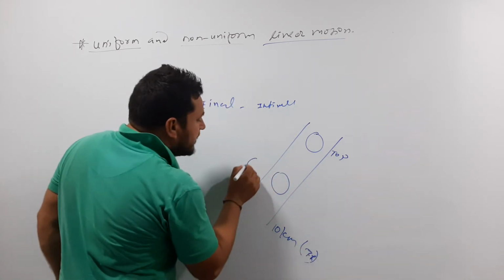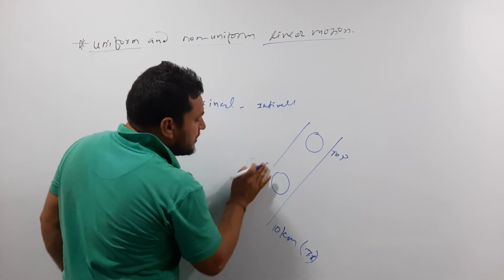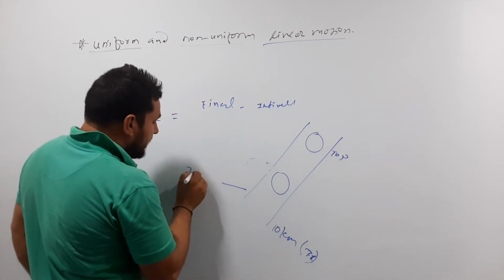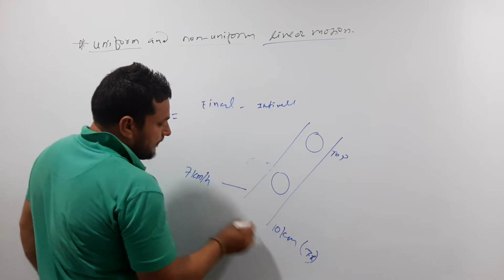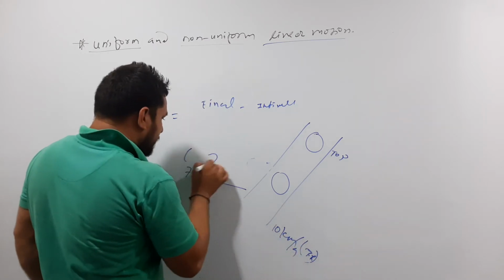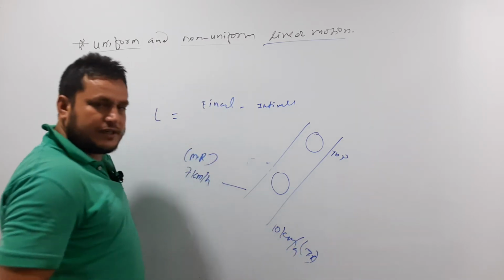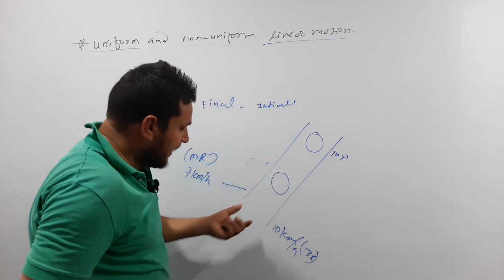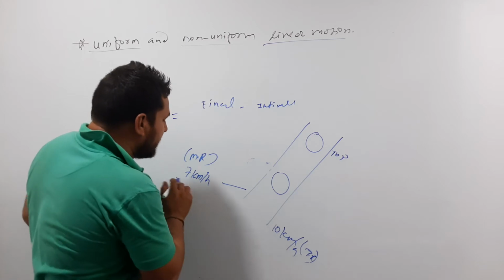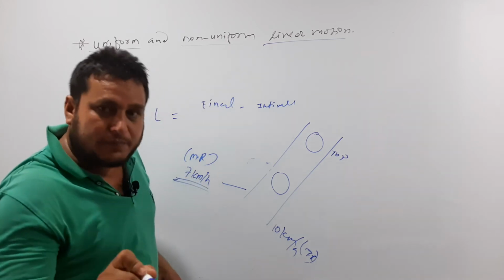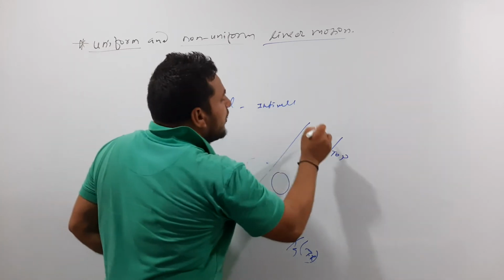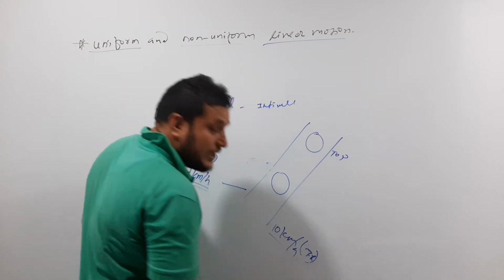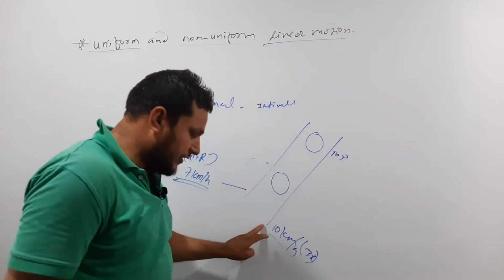If I release this ball from here, meaning the middle release point, what is the speed here? 7 km per hour. This is the middle releasing point. When we release this ball from the middle, the speed at the releasing time is 7 km per hour. When we release this ball at the top side, the releasing speed is 10 km per hour.